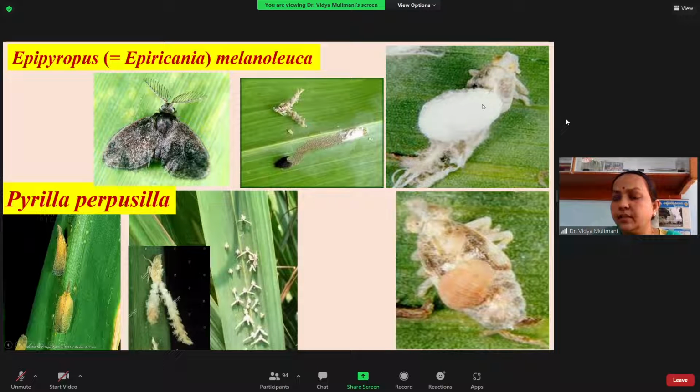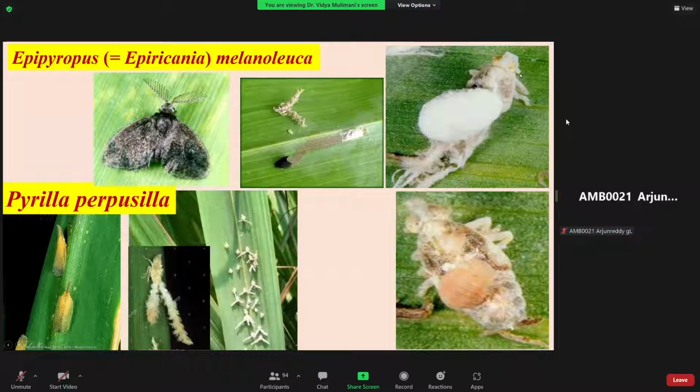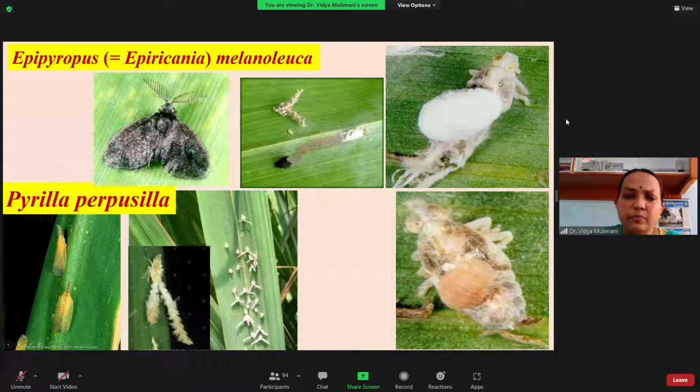This is the Pirilla nymph, and the white mass you are finding is the larvae of the Epericania, which has pierced its mouth parts into the Pirilla and is taking the body fluid. When the Pirilla is jumping, the larva also stays on the body permanently. Here you can see it has killed the nymph of the Pirilla, and it is about to go for pupation.